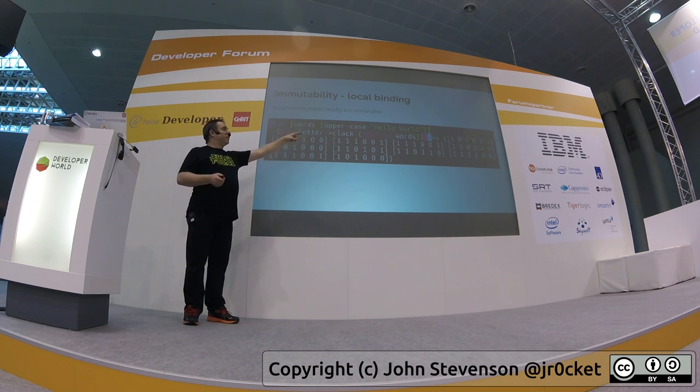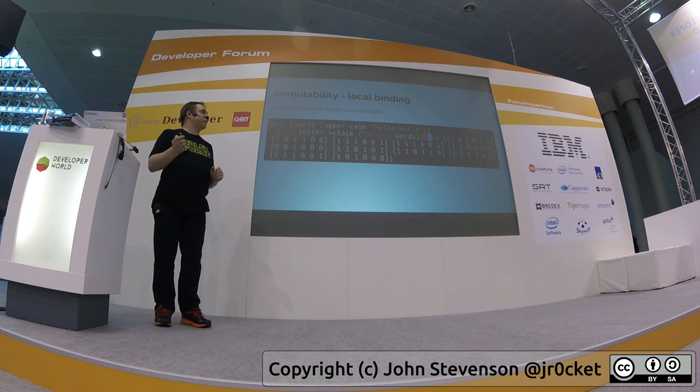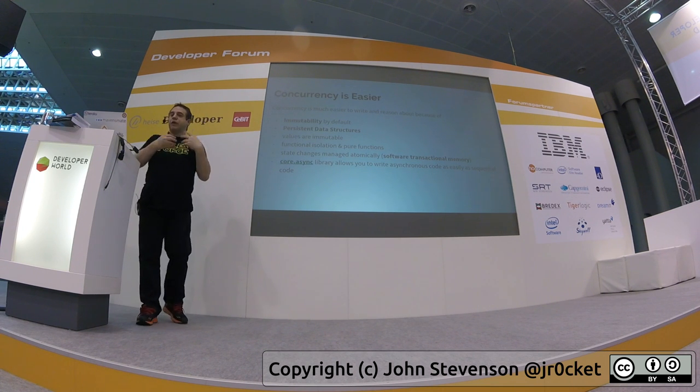We're mapping this conversion process onto words, but we're not actually changing any state here. And so it's all nicely immutable. We don't have to worry about any other parts of our program affecting what's going on. This all makes concurrency really, really easy. If all our data structures are immutable, then we don't have to worry about what's actually changing.